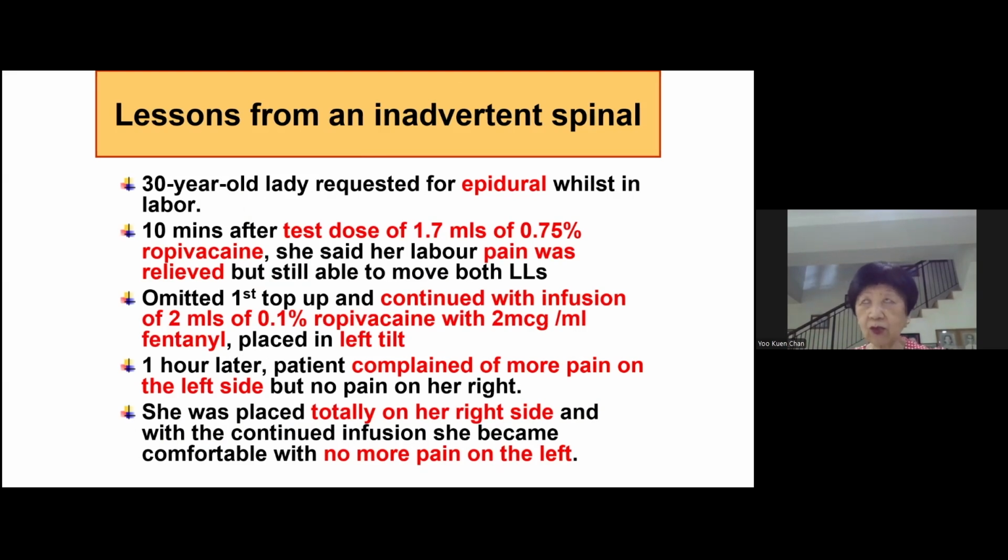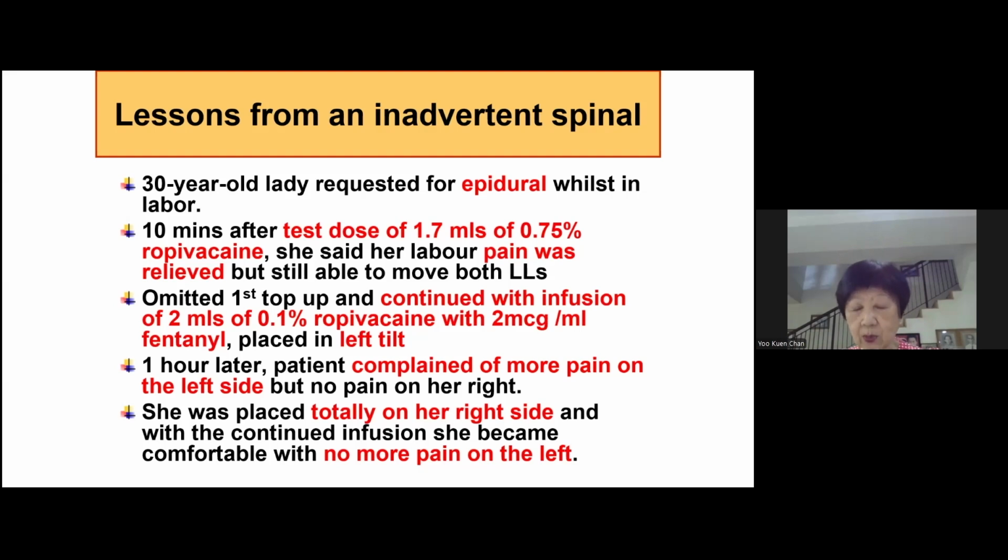The other lesson was from an inadvertent spinal. Again, this was one of my private patients. She had requested an epidural while in the labor ward, and her pain score was around 6/10 at that juncture. So 10 minutes after the test dose of 1.7 mils of 0.75% ropivacaine, she said her labor pain was relieved from 6 to almost 0, but she was still able to move both lower limbs.